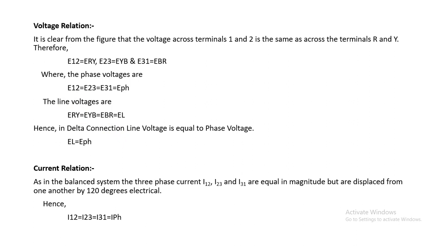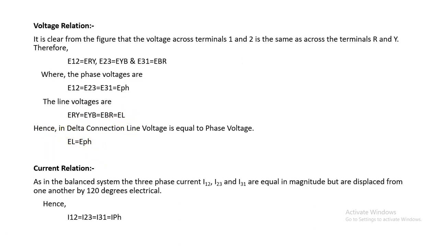Voltages are equal in the delta connection, because E12 is equal to ERY, E23 is equal to EYB, and E31 is equal to EBR. Phase voltages, as we know, E12 is equal to E23 is equal to E31 is equal to E phase. Line voltages ERY equal to EYB equal to EBR equal to EL. Hence, E phase is equal to EL. This is a very important relation.